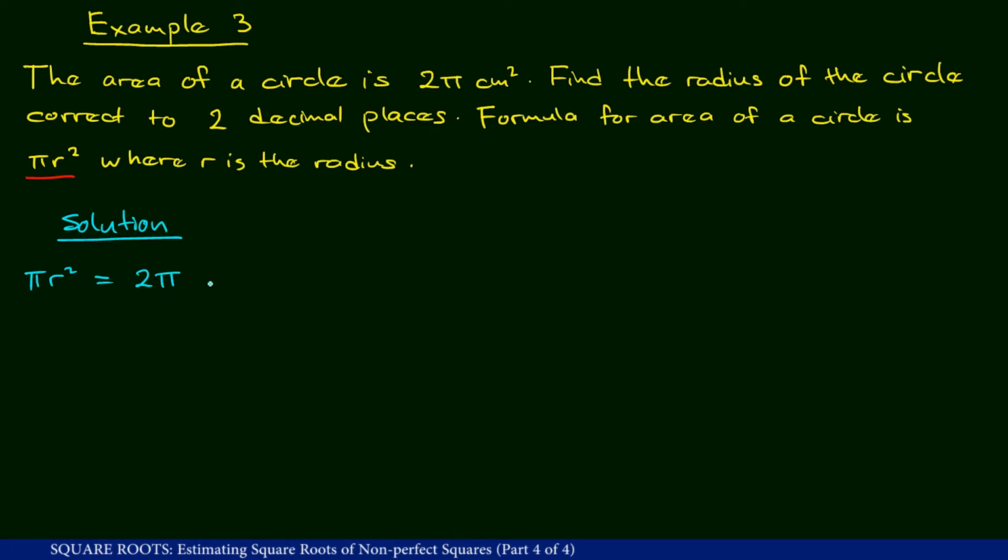If we divide this equation, both left and right, by pi, so that we maintain the balance of the equation, then it becomes r squared equals 2. And we want to find the value of r, the radius. So r is equal to the square root of 2, which means that we need to do the long division method until 3 decimal places.